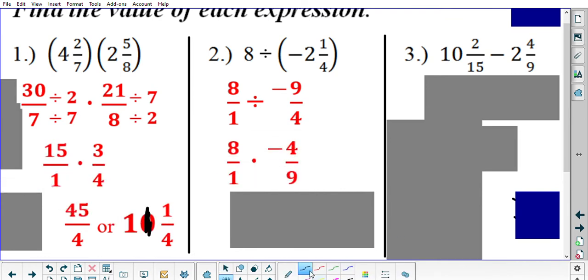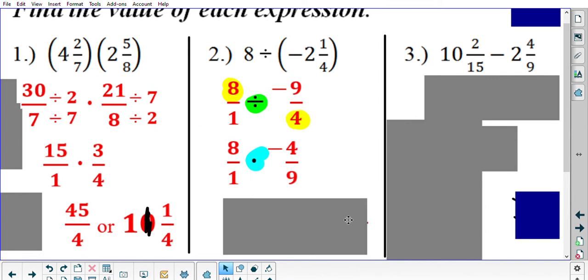And I have to warn you, problem number 2, it was probably very tempting to want to find a common factor that you could divide the 8 and 4 by, but you can't because there was division in between. The only time you can reduce diagonally with a numerator and a denominator is when there is multiplication in between. And on this problem, 8 and 9 are not divisible by any common factor other than 1, and 1 and 4 are not divisible by any common factor other than 1. So there was no way we could reduce diagonally on this multiplication.